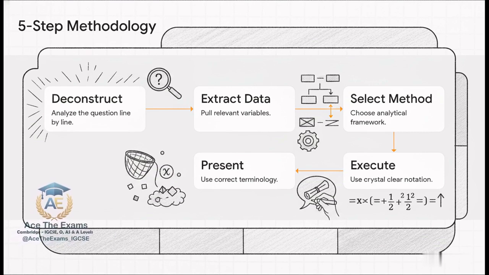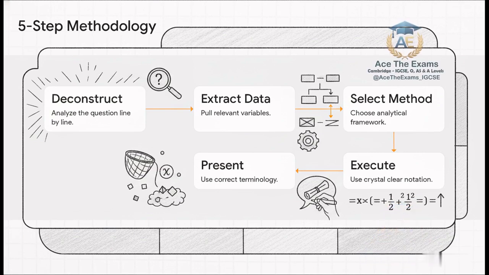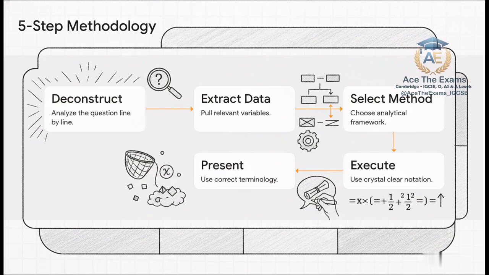Step 1, deconstruct the question, line by line, to deeply understand the constraints. Are there limits? Is it a specific domain? Step 2, extract the relevant data. Pull out the exact variables you actually need, filtering out the noise. Step 3, select your analytical framework. Decide which mathematical rule or identity perfectly applies here. Step 4, execute with crystal clear notation. Do not make the examiner hunt for your working out. And step 5, present the final conclusion with the correct mathematical terminology.